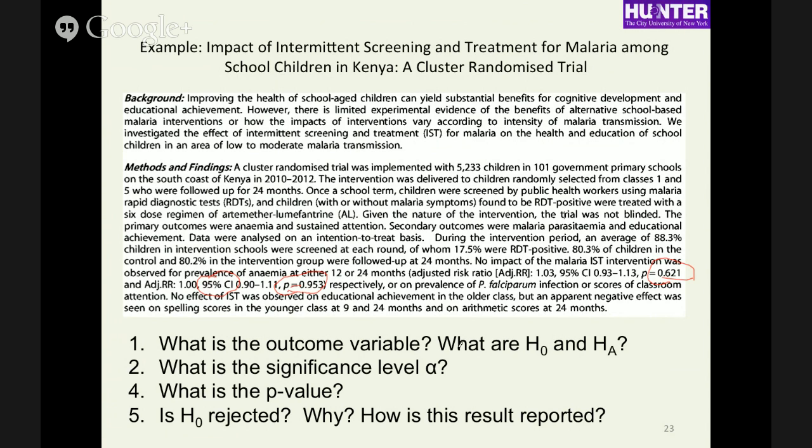Any comments about that study? So you don't have to know how to analyze a cluster randomized trial here, but you can still interpret their results. Yeah. Right. Okay, yeah, conceptual understanding of p-value.